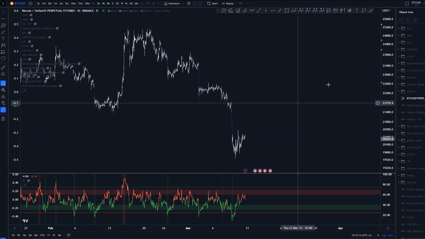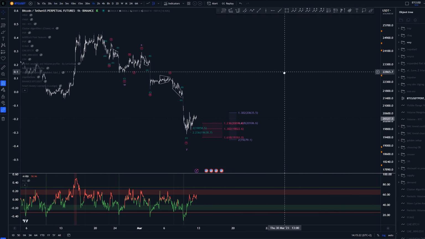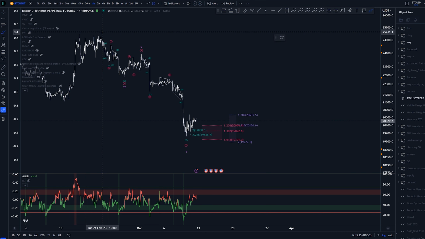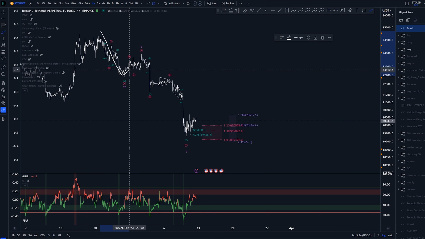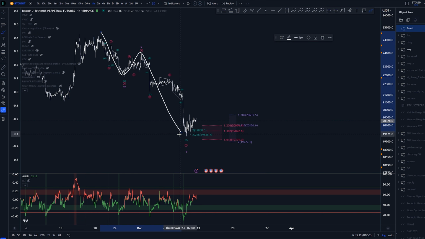see what we actually got in the form of wave structure. Now we had 2 different ideas from the highs, where we were looking at this WXY count. In this one, we would have this as a W, X, and then we were looking for wave Y.